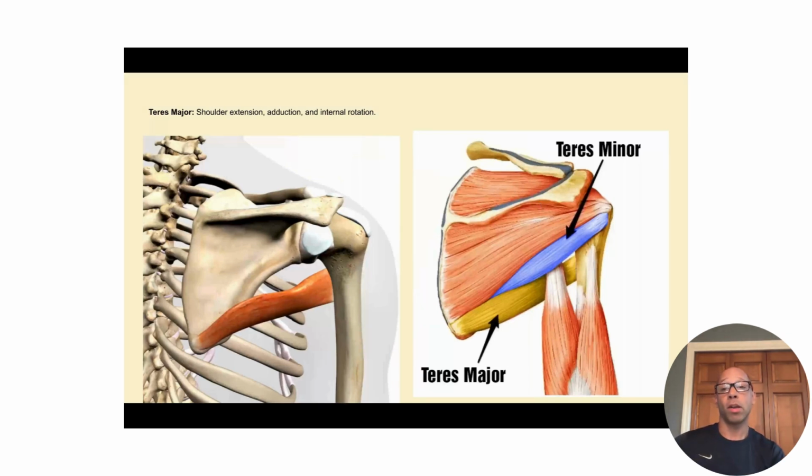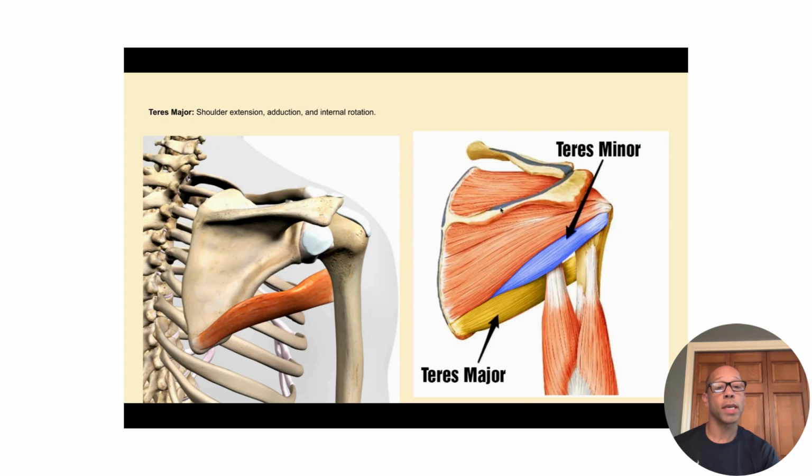Teres major. So teres major and teres minor are right next to each other. One's a little bit bigger than the other. That's why they call them the teres major and teres minor, because of the size of them. However, they both do very different things. So the teres major is this one, if you looked at it only by itself.